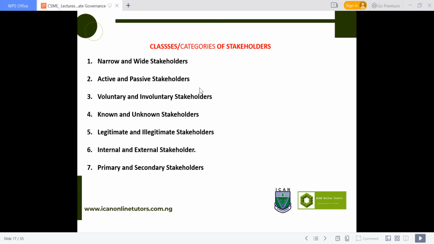Like the local communities. If for example a company is situated in Bayelsa, the community sometimes is involuntary, they don't have an option. Assuming that they have the power, sometimes they are going to chase this company away. So a community sometimes can become an involuntary stakeholder. They don't have an option. So that is the difference between voluntary and involuntary stakeholders.